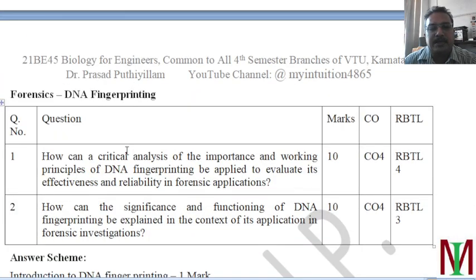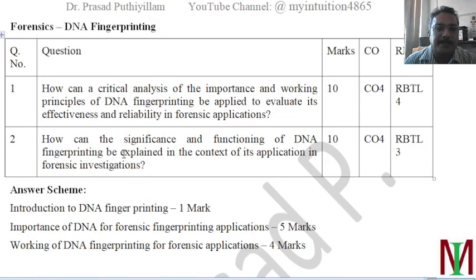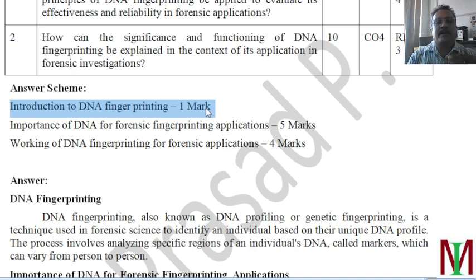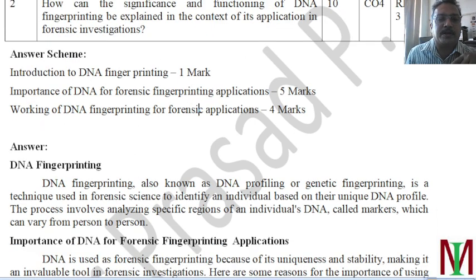Now forensics, that is DNA fingerprinting. Two questions again I kept: one level 4 question and another level 3 question. Actually both questions cover the same meaning, for 10 marks, covering course outcome CO4. So the answer scheme, how I will distribute the 10 marks: introduction to DNA fingerprinting, the meaning of DNA fingerprinting, I'm giving 1 mark. Then the importance of DNA: why DNA is used for forensic fingerprinting applications, how accurate it is. All those cover the importance of DNA.